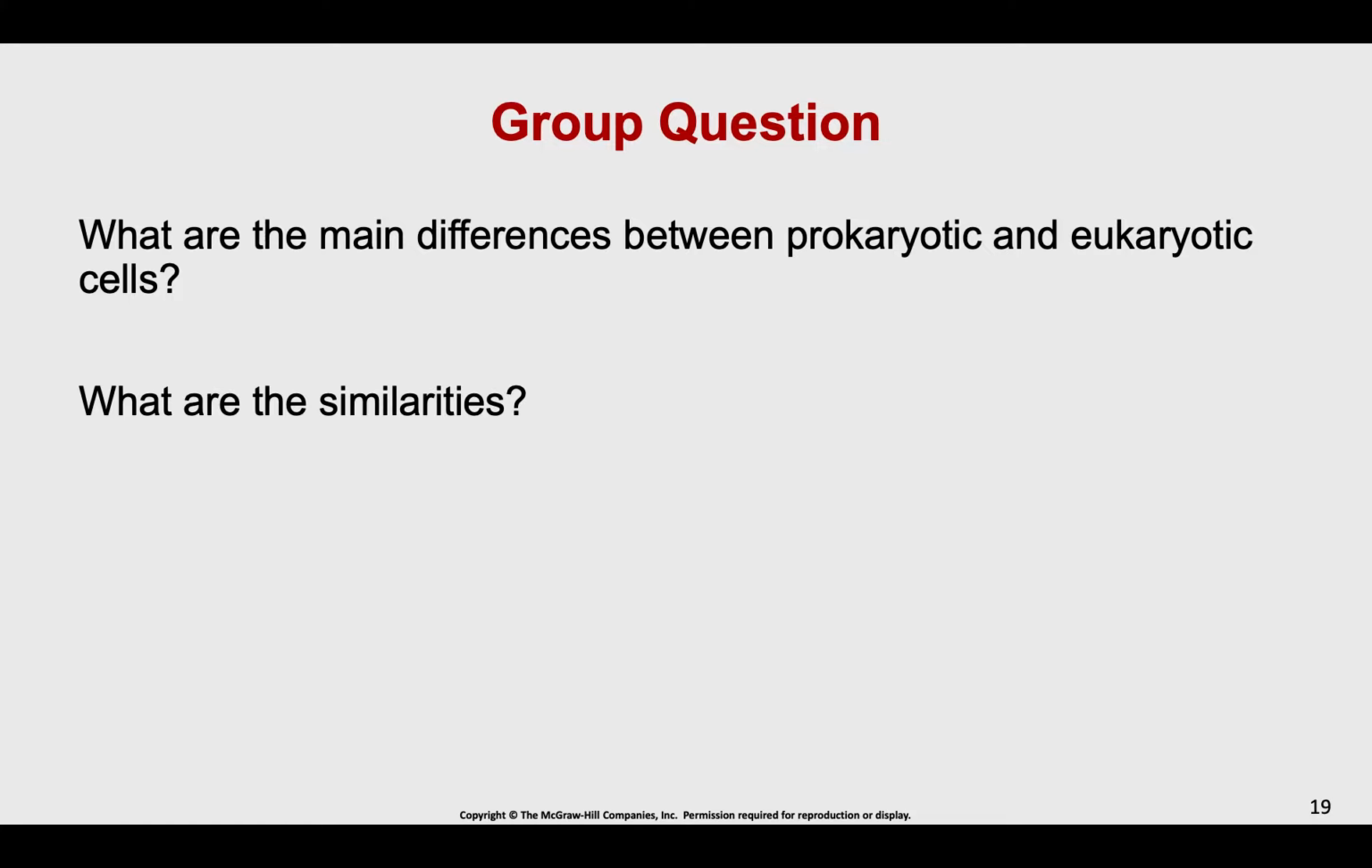What are some of the similarities, though? They're both cells, yes. They both have cytoplasm and ribosomes. They both have DNA, yes. Any other similarities? They both have some kind of membrane to encompass everything. Yeah, so they both have a plasma membrane. Anything else? So they both have a type of cytoskeleton inside of them. Yeah. All right, awesome.